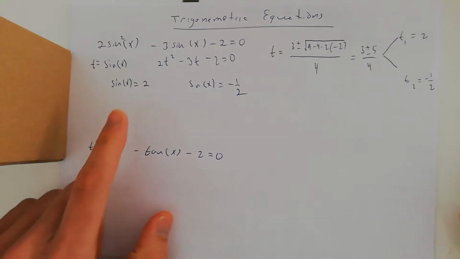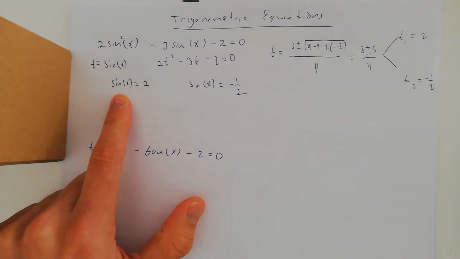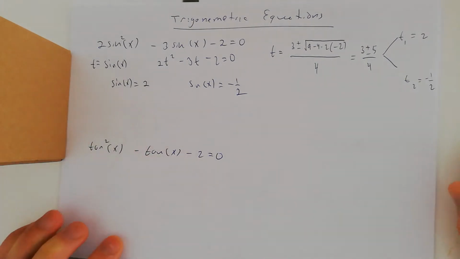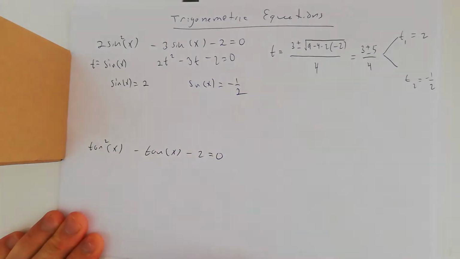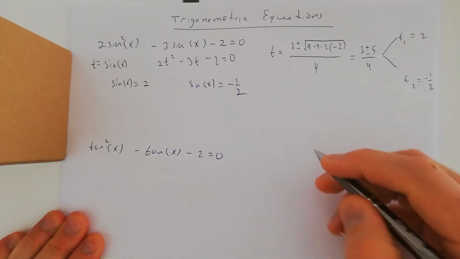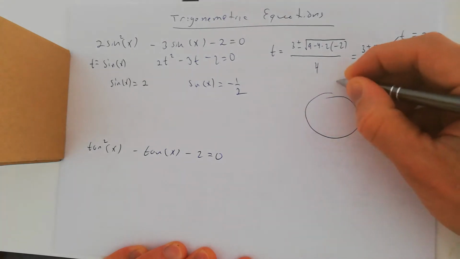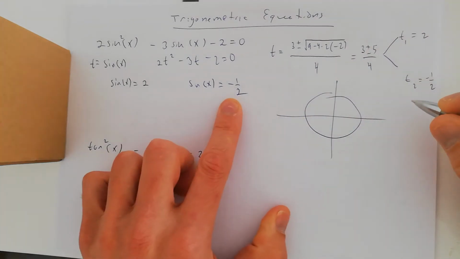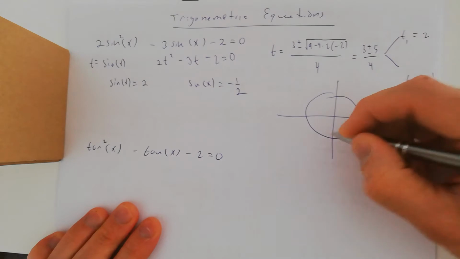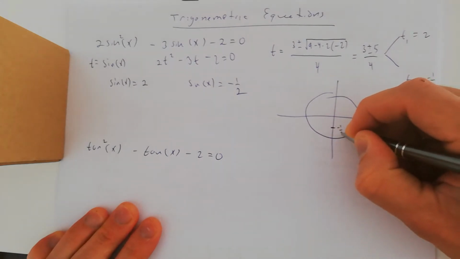Pay attention that the first equation has no solution, since in the unit circle there is no point whose y-coordinate is 2. Sine of x, of course, is the y-coordinate of the points in the unit circle, where in the unit circle is the sine equal to minus 1 half. The sine, of course, is the y-coordinate, so this is minus 1 half.